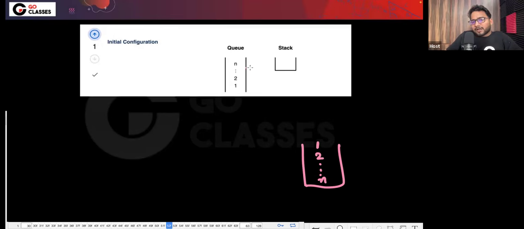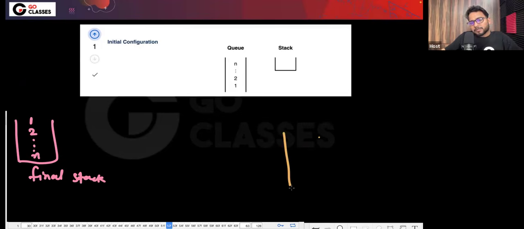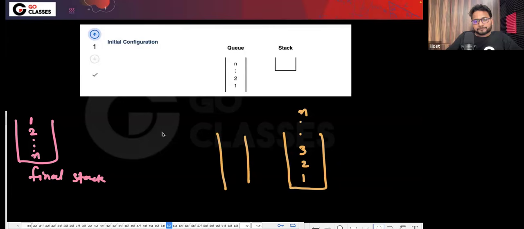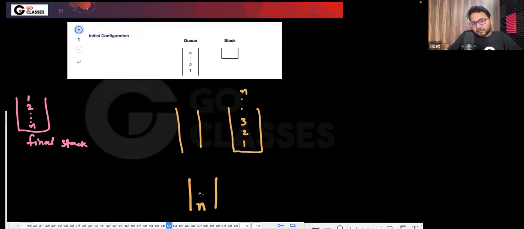So what you can do is transfer all the elements first from the queue to the stack. This is the final stack that we want, so let's see how to get it. Let me put this on the side. First, you can transfer all of these elements. If you do, then 1 will be at the bottom, but ultimately we want 1 to be the top. Then the queue will be empty, and then you can transfer back so that n will be at the bottom.